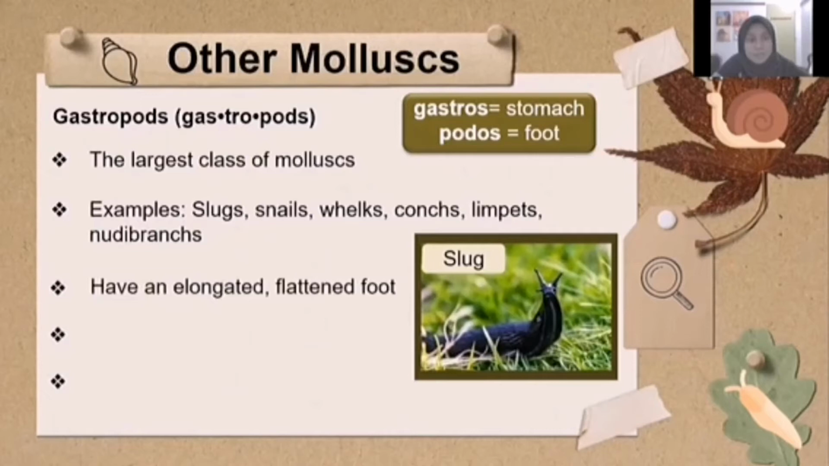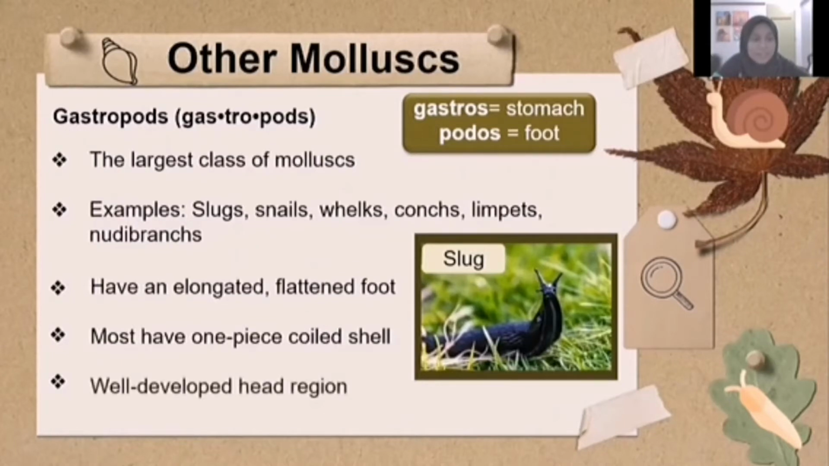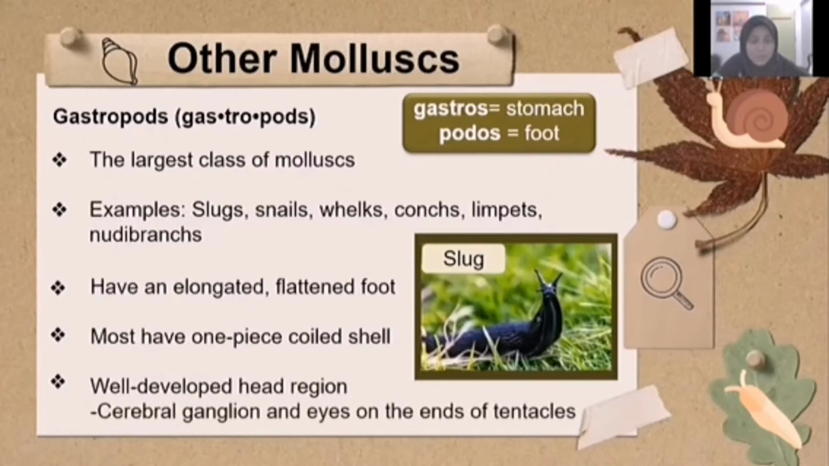Gastropods in general have an elongated and flattened foot, and most of them, except slugs and nudibranchs, have one piece called a shell. They also have a well-developed head region with cerebral ganglion and eyes on the ends of tentacles.